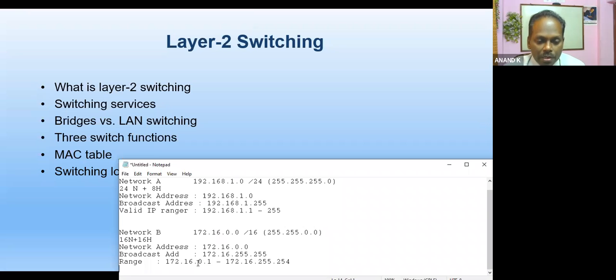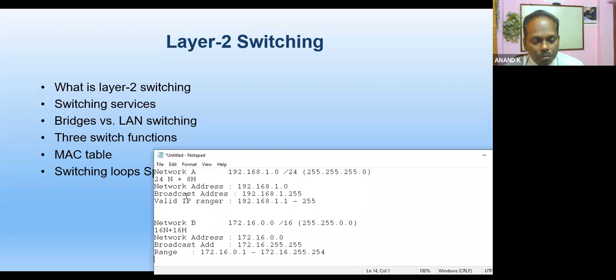So 0.1, 0.2, up to 0.255, then 1.1, 1.2, 1.3 up to 1.254, and then again 2.1, 2.2, like that up to 255.254. You can have IP addresses. Is this clear about this explanation on the broadcast address? Please take note of all these things. If you have a network with class A, /8, you will have a very large network address.